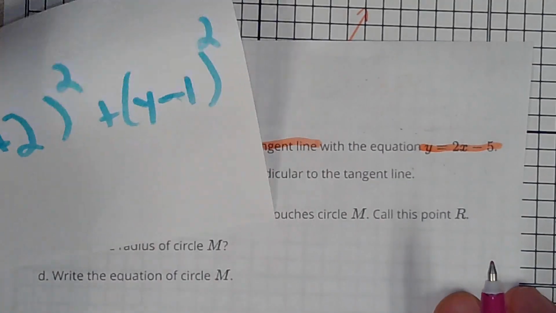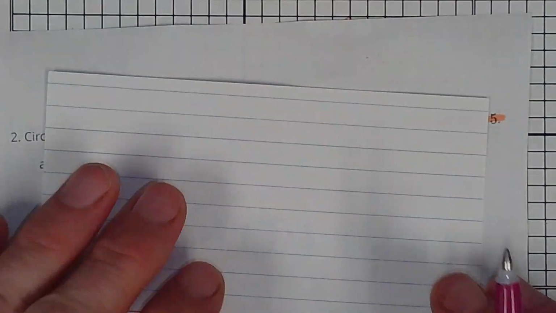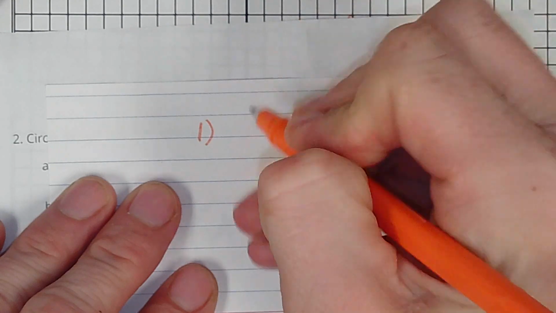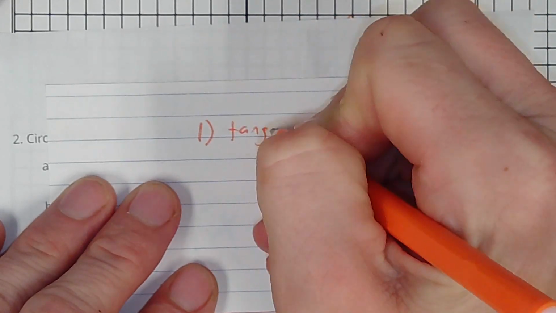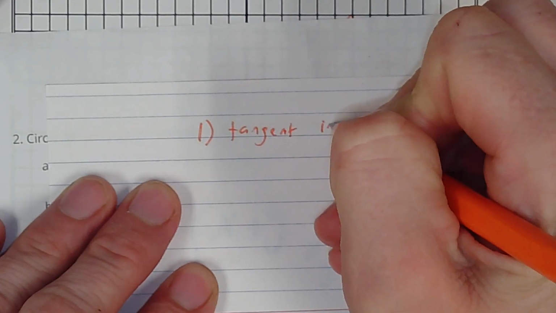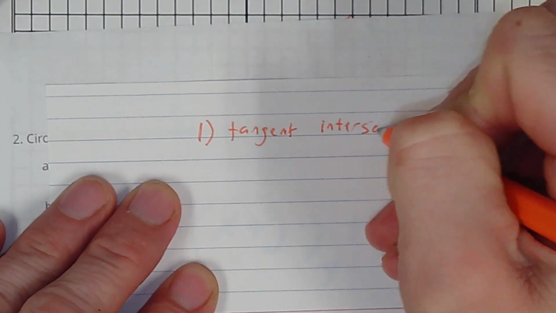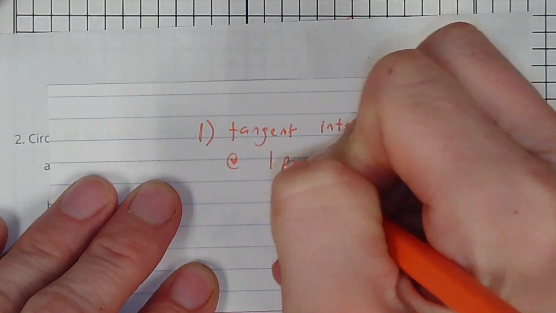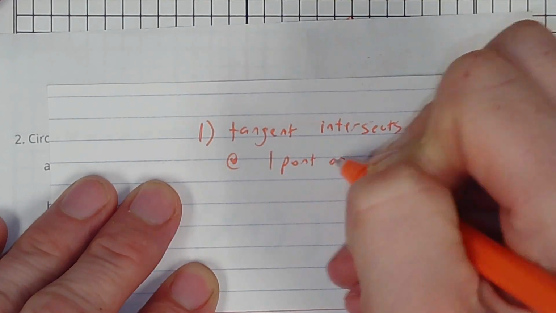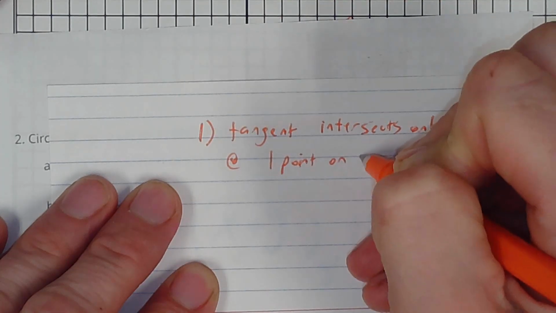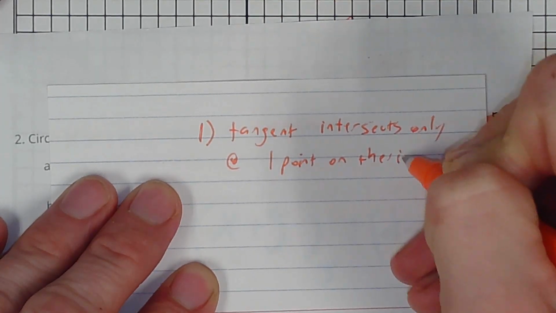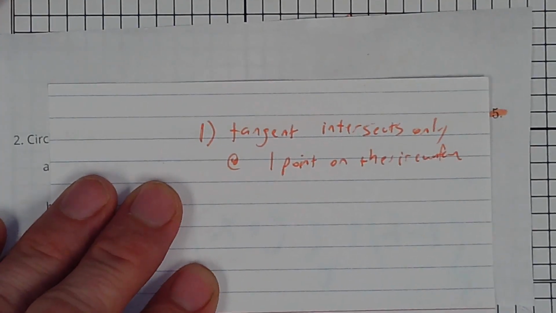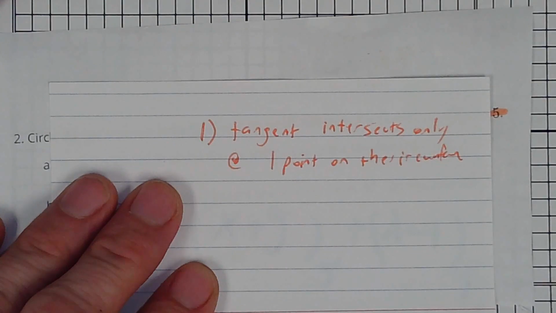One, my tangent intersects only at one point on the circumference. So that's one thing. It's just going to nick the side of the circle.